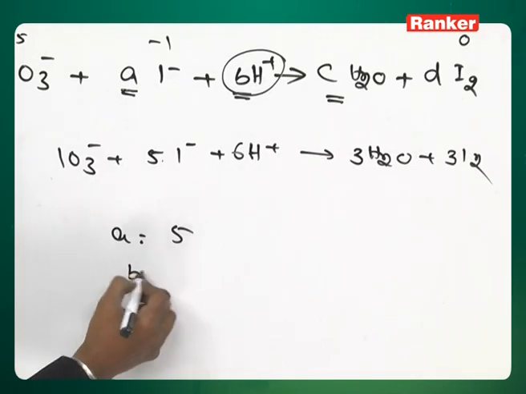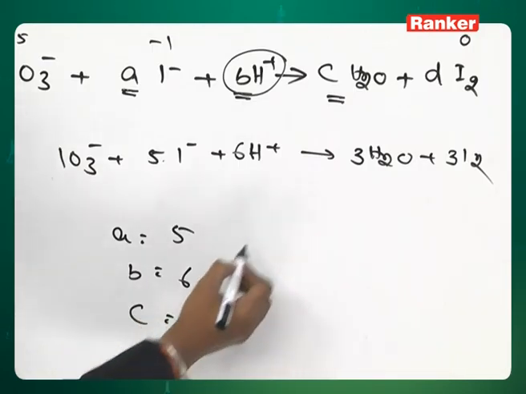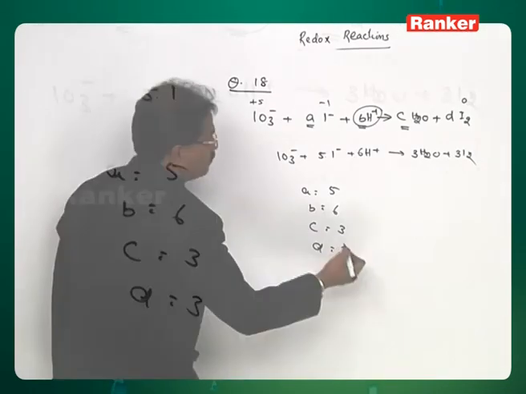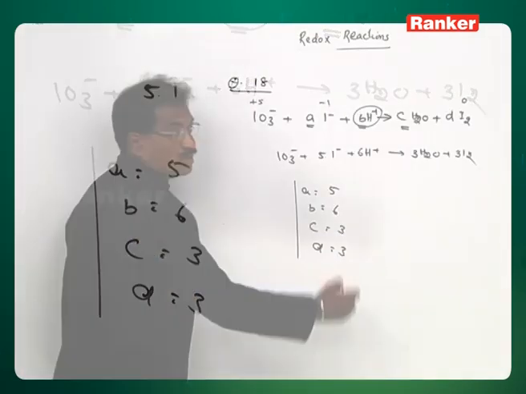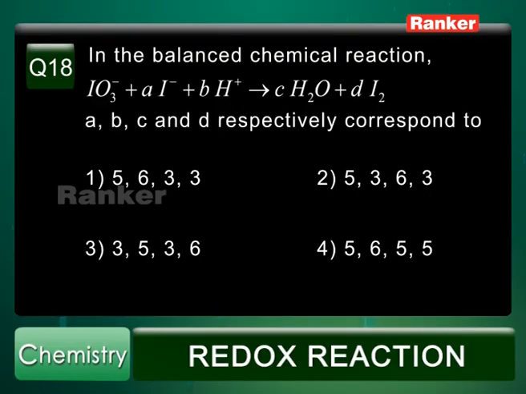Next B must be 6. Next C must be 3. Next D must be 3. So, the A, B, C, D values are 5, 6, 3, 3. Now, therefore, identify the option where 5, 6, 3, 3 are shown. So, the answer is 1.